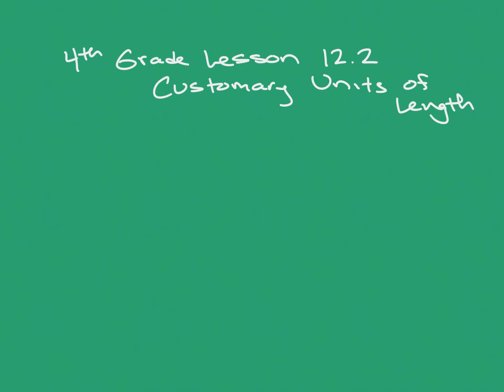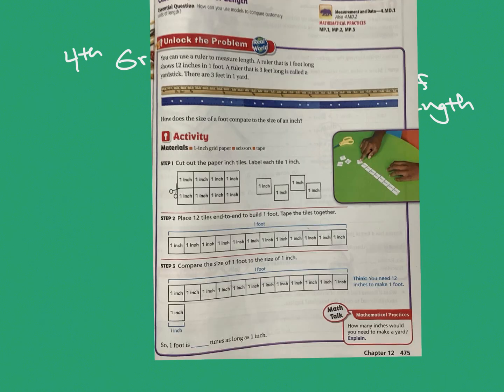Fourth grade lesson 12.2 is customary units of length. These are the length units that we usually use here in the United States. Our essential question is, how can you use models to compare customary units of length?